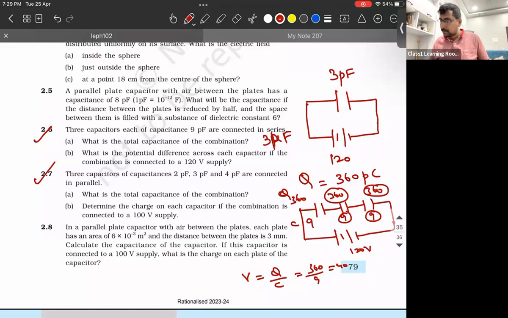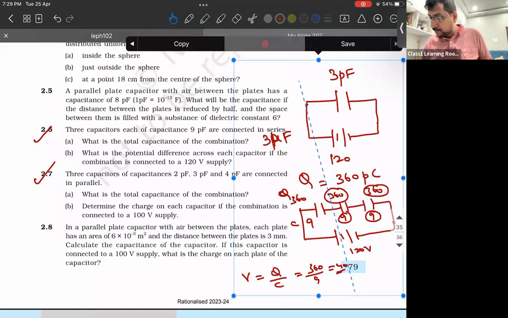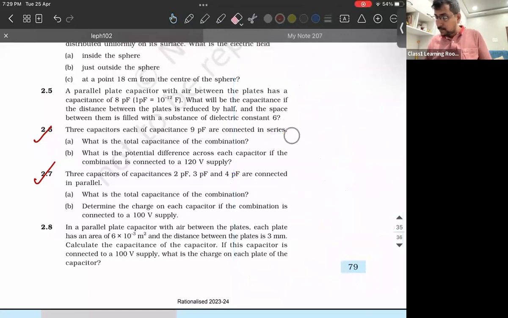So clear with this? So it is going to be 40 volt across each capacitor. What about 2.7? 3 capacitors of capacitances 2 picofarad, 3 picofarad, and 4 picofarad are connected in parallel. What are the total capacitance of the combination? It's very simple. It's going to be 9 picofarad. Determine the charge on each capacitor if the combination is connected to a 100 volt supply.